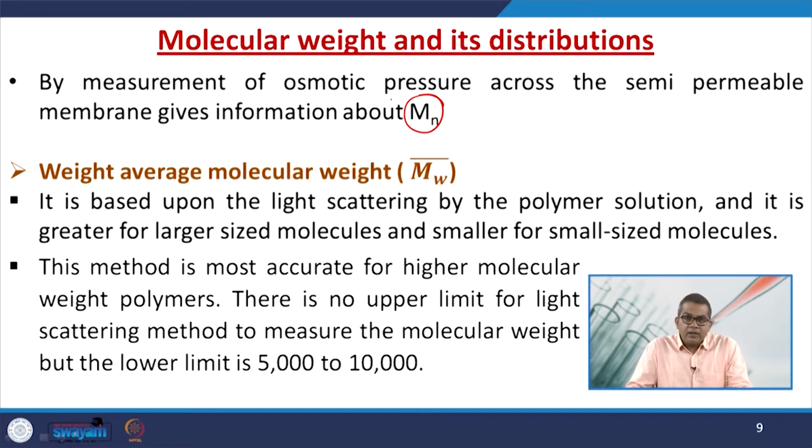Now, another measure of molecular weight distribution is the weight average molecular weight. It is a very common practice for representing the molecular weight distribution. It is usually based on the light scattering by the polymer solution, and it is greater for large sized molecules and smaller for small sized molecules. So, this method is usually accurate for higher molecular weight polymers. Usually, we do not have any upper limit for the light scattering method, but for the lower limit it is 5,000 to 10,000.